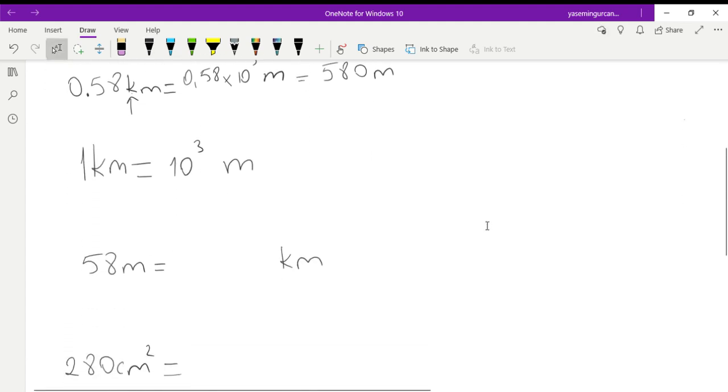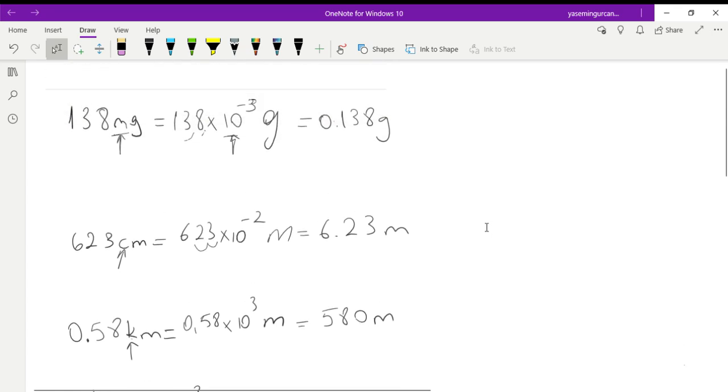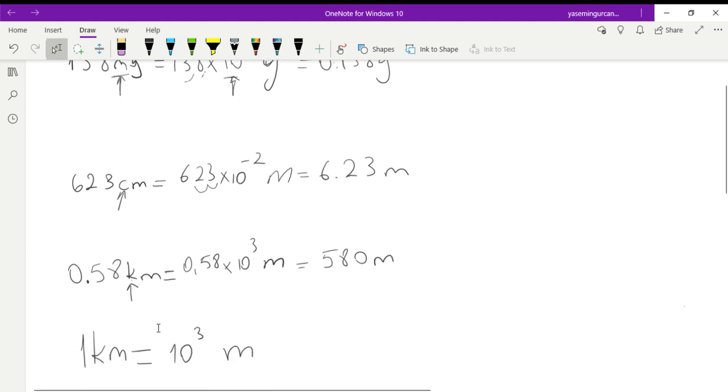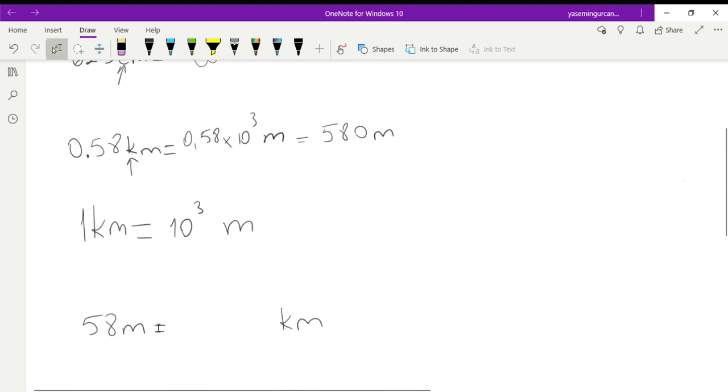Okay, these three examples are converting units with prefix to the base unit, right? Milligram to gram, centimeter to meter, kilometer to meter. So if you want to turn something from base unit to a prefix, instead of kilometer to meter, how do you convert it to meter to kilometer? This is the conversion we have from the table, right? 1 kilo stands for 10 to 3, so 1 kilometer corresponds to 10 to 3 meter.